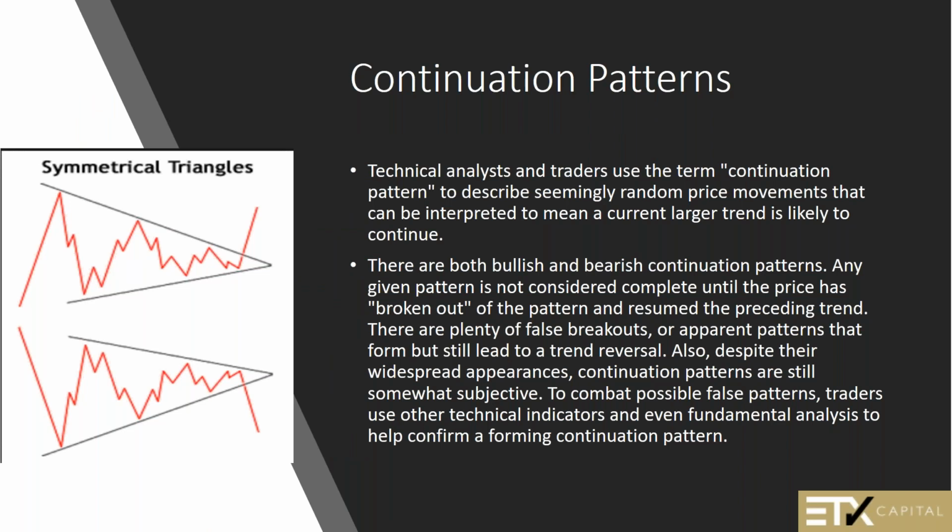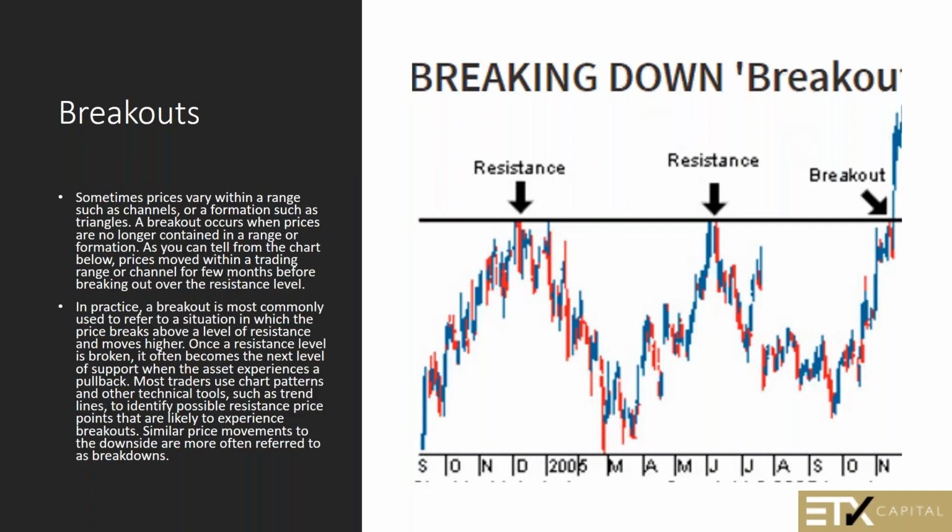So, technical analysts and traders use the term continuation pattern to describe seemingly random price movements that can be interpreted to mean a current larger trend is likely to continue. There are both bullish and bearish continuation patterns. Any given pattern is not considered complete until the price has broken out. Also, despite their widespread appearances, continuation patterns are still somewhat subjective. To combat possible false signals, traders use other technical indicators and even fundamental analysis to confirm the formation of a continuation pattern.